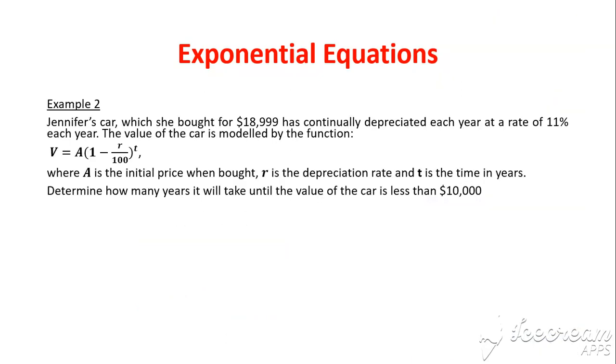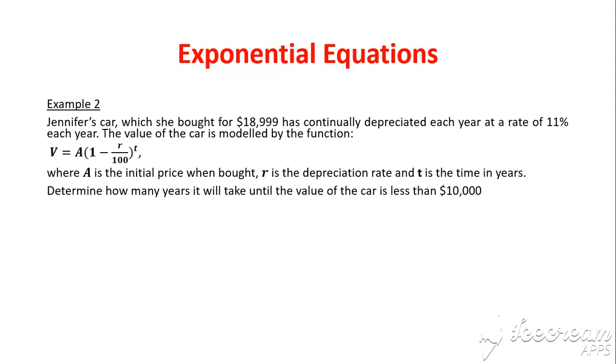Cool, let's use the same idea for an application. Example 2, Jennifer's car, which she bought for $18,999, has continually depreciated, gone down in value each year at a rate of 11% each year. The value of the car is modeled by the function v is equal to a times, in brackets, 1 minus r over 100, all to the power of t. Now, a is the initial price, what it was when she bought it. R is the depreciation rate, that's the 11%, and t is the time in years.